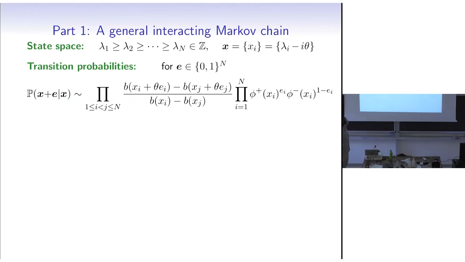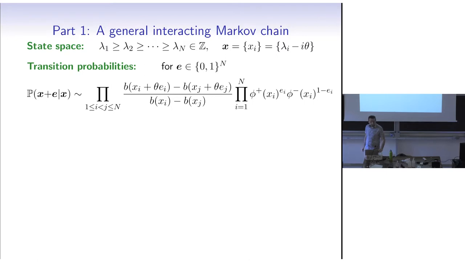What is that? So that is a result about general Markov chain with interactions of random matrix type. So the Markov chain will be discrete, so both discrete time and discrete space.